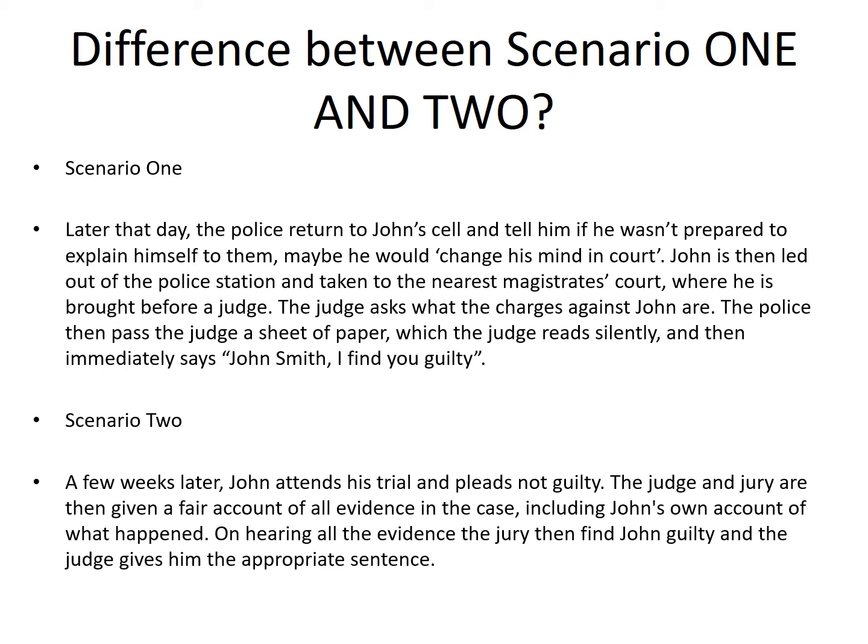So again, the difference between the two scenarios you see here: in scenario 2, John is given the chance to give a fair account. The jury and the judge listen to evidence of what has gone on in this crime, and John's allowed to give his own account of what's taken place. Scenario 1 again is not what is supposed to happen in a fair trial. So scenario 2 is the correct procedure, and that lets you see the rights that suspects have. They are given the right to a fair trial.